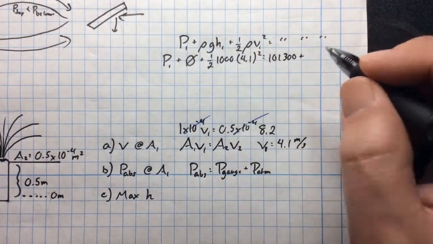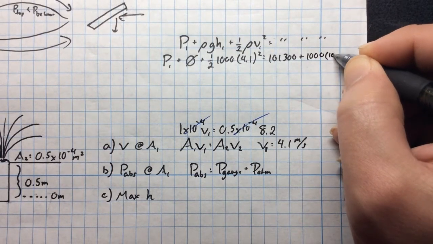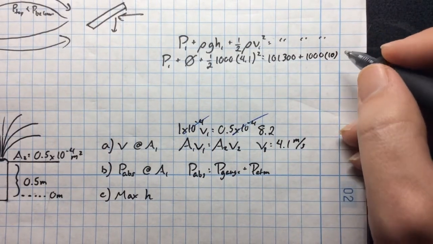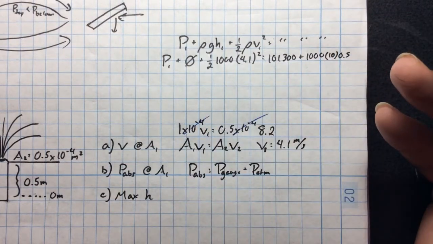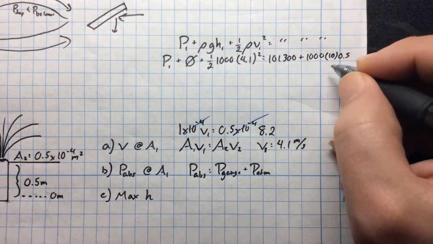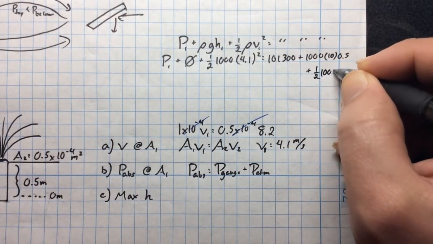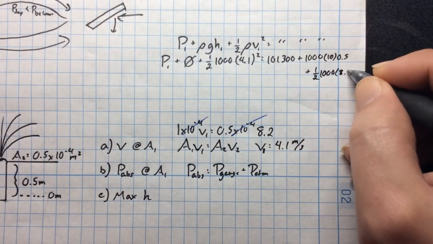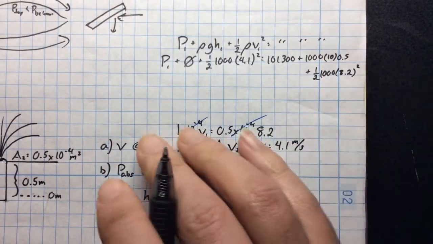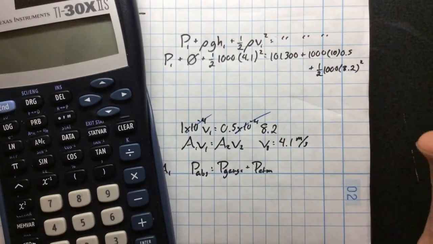Plus the next term, rho gh, 1,000. Now we're actually going to have this term. It's times 10, and then h is going to be 0.5 because we went up 0.5. And all that does is it takes away from the velocity term. Plus 1/2 of 1,000. Well, we know this one. It's going to be 8.2. And that's going to be squared. All right. So let's work some math, work some magic.